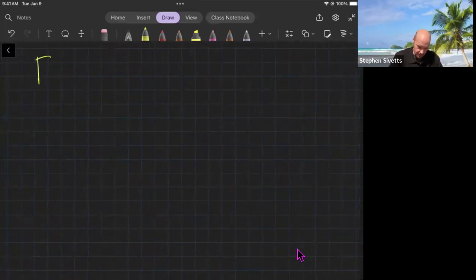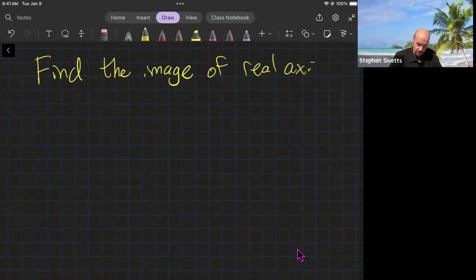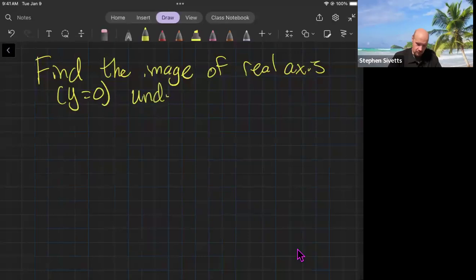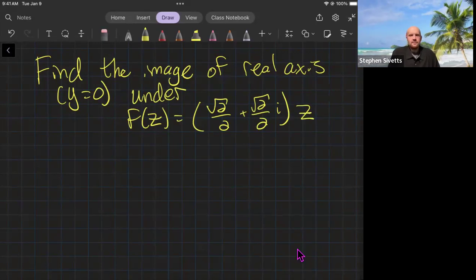I want you to work on this on your own as well. Find the image of the real axis, where y is 0, under the function, let's say f of z equals root 2 over 2 plus root 2 over 2 i times z. Okay, here's another one. Try to work on this example.